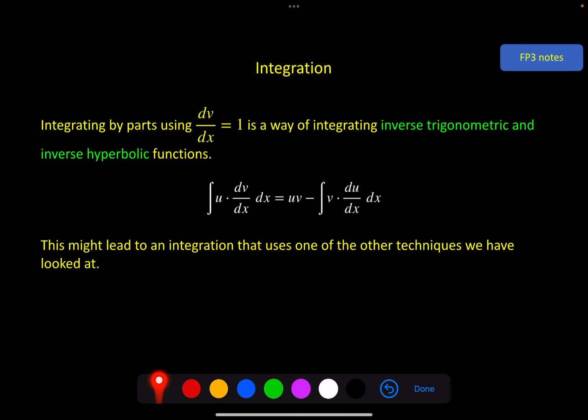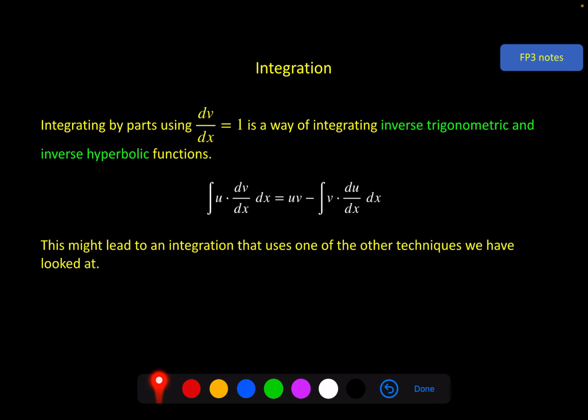So we're going to do the same thing on a couple of examples in this video, and you might expect that as you apply this formula, this integral here might then lead on to one or other of the different techniques that we've looked at so far in this chapter. So don't be surprised if you have to do this and then also do something else that we've done. And that's it, that's the notes.